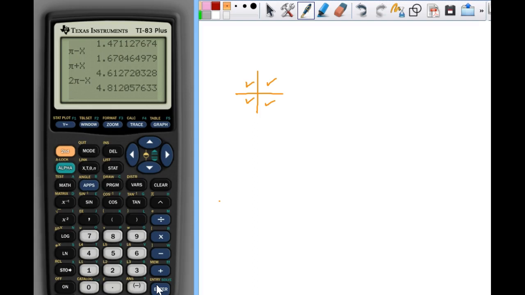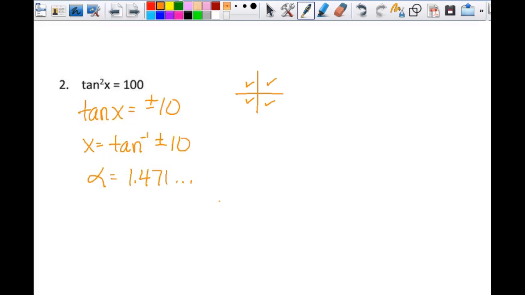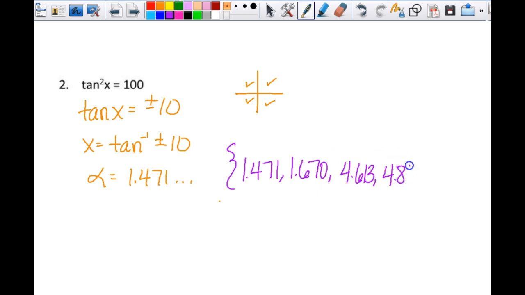Make sure you can round correctly and you know your rounding rules. We're all big boys and girls. We should know our rounding rules by now. And so my answers are 1.471, 1.670, 4.613, and 4.812.